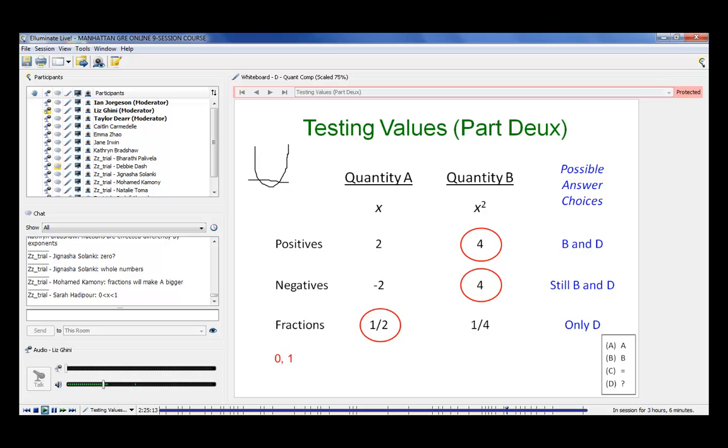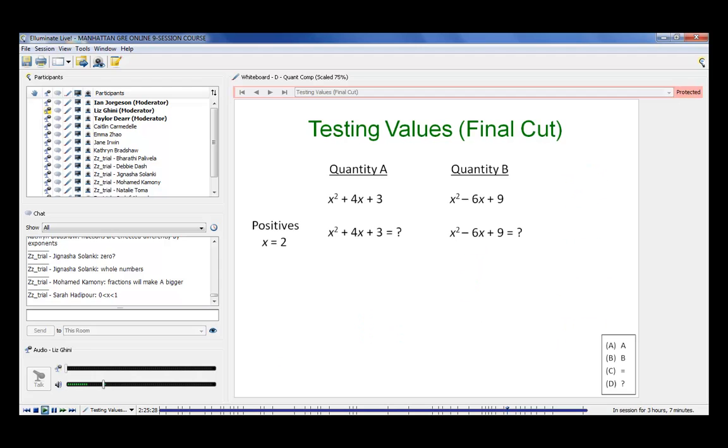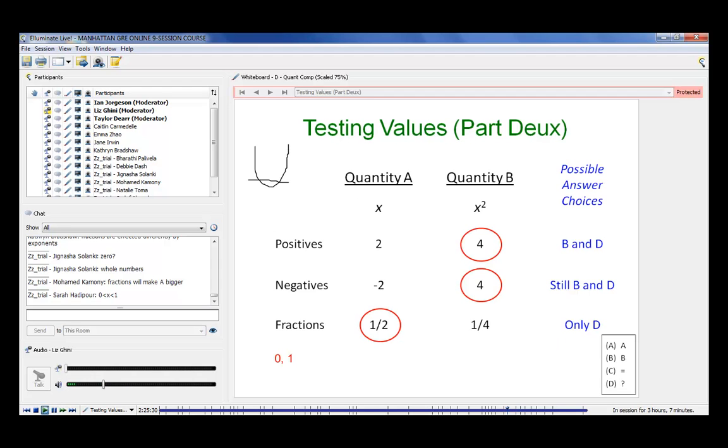These two would make you think C. But if you'd already done this stuff, you would have gotten to D. So when you're testing numbers, I always like to think, what is weird here? What numbers would give me something weird? That's how I test.